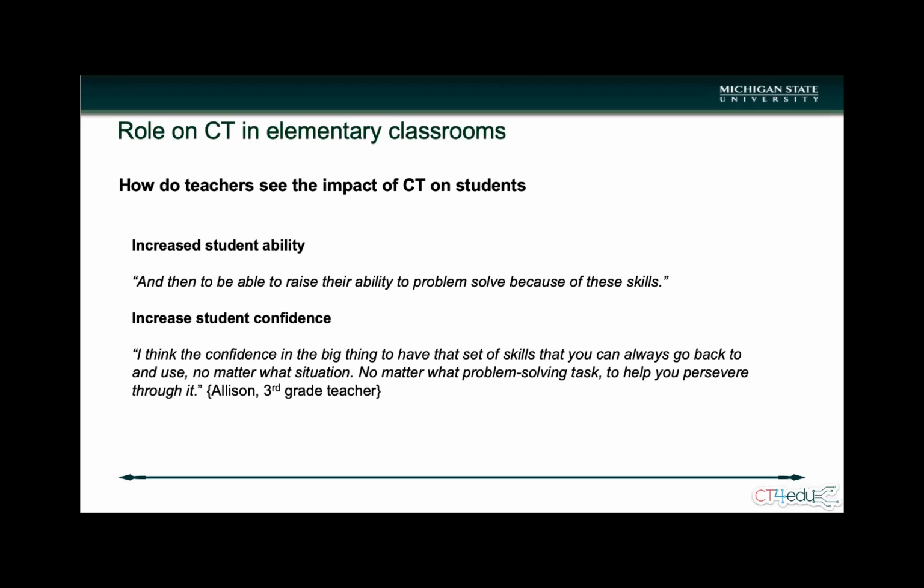In terms of impact on students, our teachers talked about how it raised their ability to problem solve because of making these skills explicit, and it also increased student confidence, right? One of the things that came up was that students were more perseverant when solving a problem, because the idea of debugging gave them a language that it's okay if they don't get a problem right the first time, they can go back and fix it.